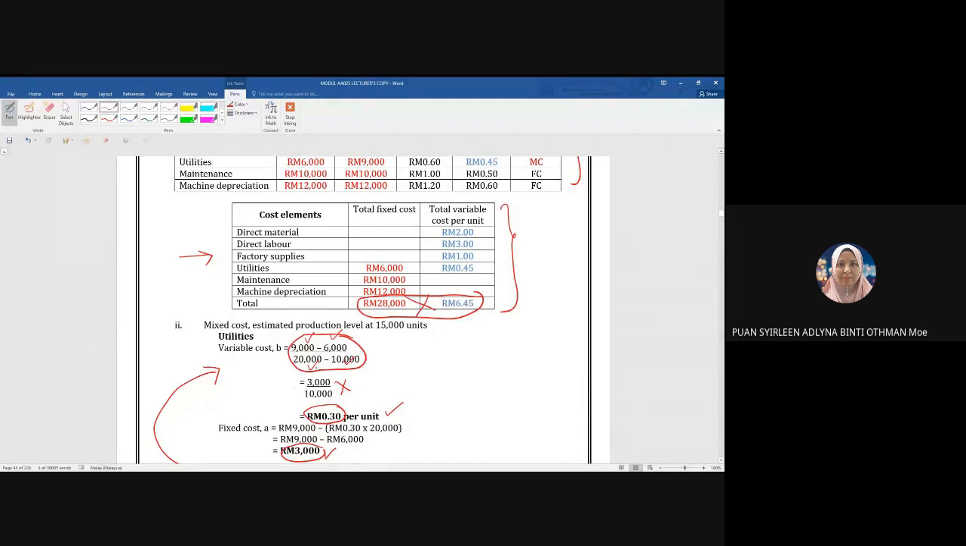Kalau tiba-tiba yang ni tak ada, yang ni ada pula, kalau saya, awak tak dapat markah penuh lah. Sebab dalam soalan, saya tak jumpa 3,000, saya tak jumpa 10,000. Yang saya jumpa ialah 9,000 dan 6,000, 20,000 dan 10,000. So kalau you terus jump to the second step, you won't get full marks for that.